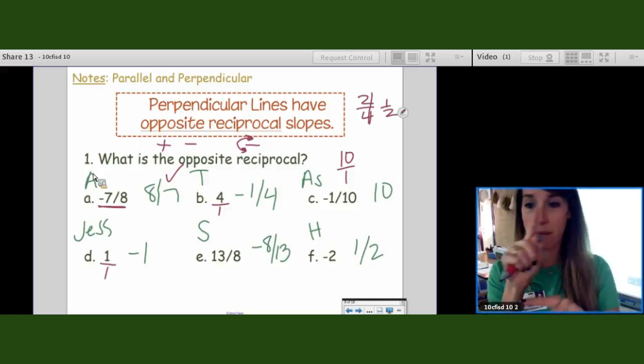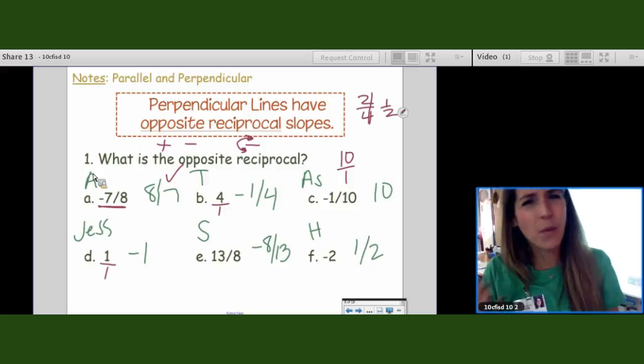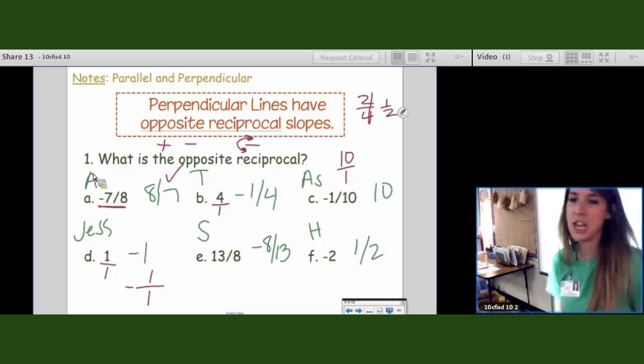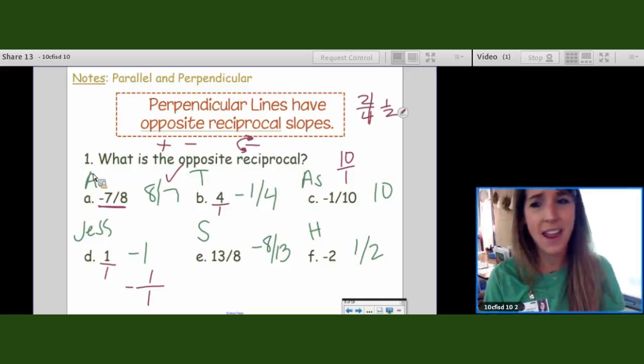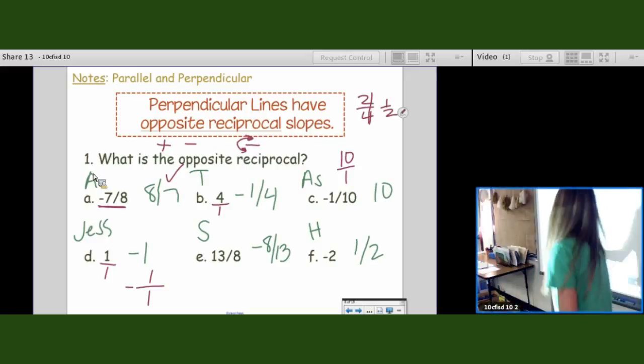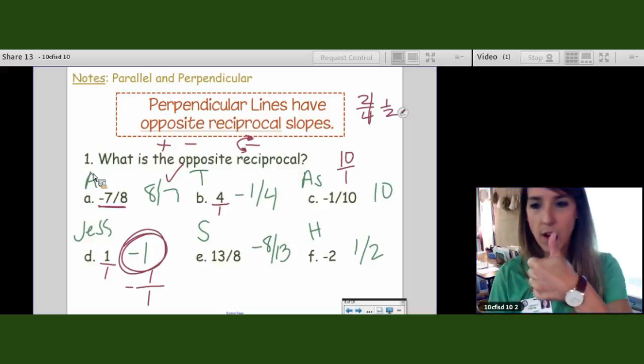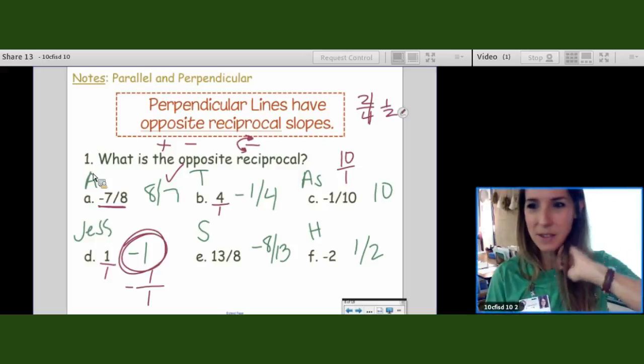D. Okay, so what is the opposite reciprocal of 1? So you flip it and you switch it. Well, 1 over 1 flipped is 1 over 1, and then you change the sign. But I don't want you to put negative 1 over 1. I want you to put the simplified answer, negative 1. Very good. There is an opposite reciprocal to 1.